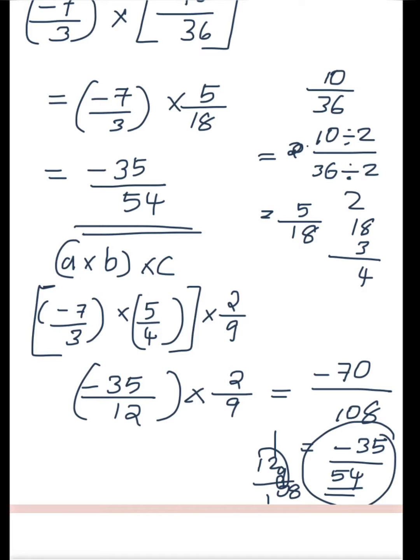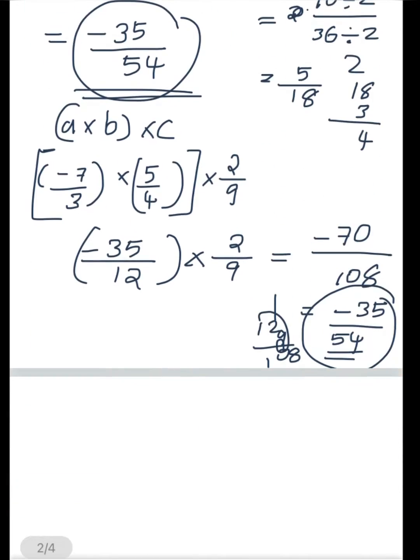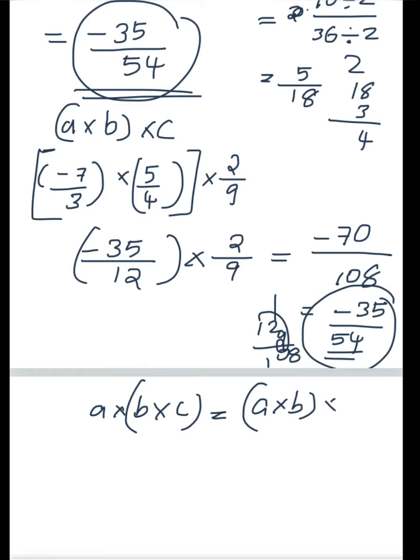That means what? Here you got minus 35 by 54. Here also minus 35 by 54. That means what? A into B into C is equal to A into B into C. Okay, that means multiplication is associative for rational numbers.